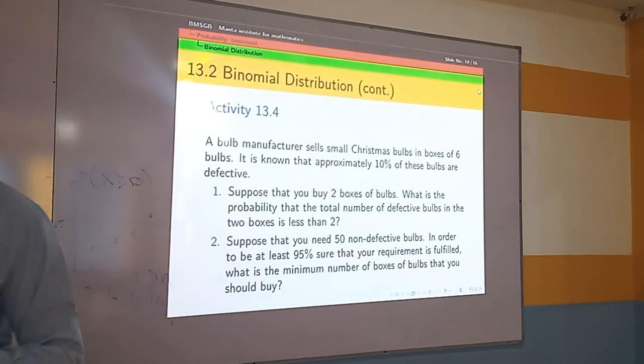So you have to calculate this probability again using the binomial formula. Then find out what the minimum number of boxes you should have for you to be at least 95% sure that you will have the required number of bulbs for your task. Clear? Right.